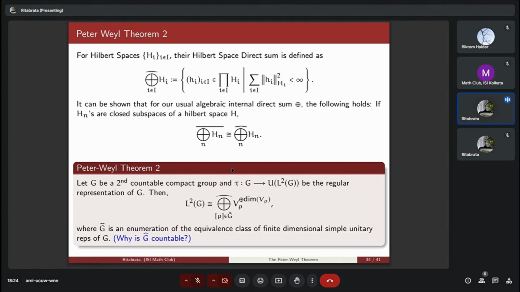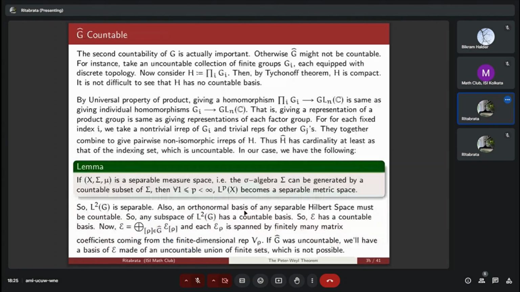So in these cases where things were varying over G hat, we'll try to use the previous result. For that, we need G hat to be countable. That is, we need a setup where we have only countably many equivalence classes of simple irreducible unitary representations of a compact group. This might not be true in every case, which we'll talk about in the next slide. So let's talk about it.